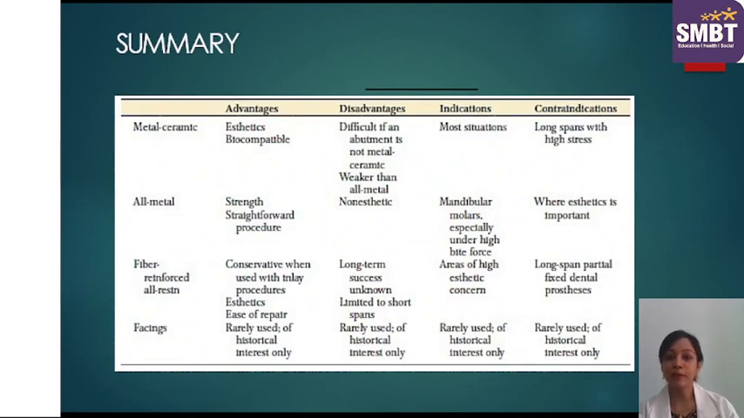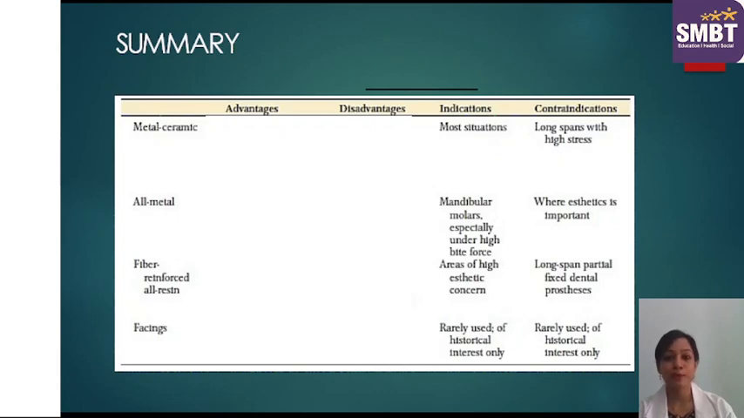Now coming to the summary of this, here the second classification has been summarized very well depending on the material that is used for the fabrication, right? So coming to the important part, the metal ceramic combination is the most popular because it fulfills both the functions, that is the strength of metal as well as the aesthetics of ceramic. So this is most commonly used whether it is anterior or posterior zone, in both the areas.